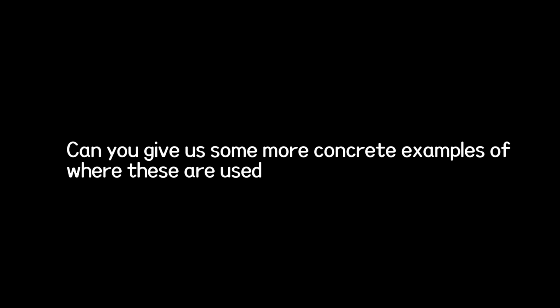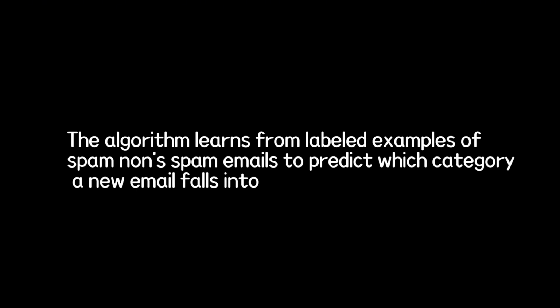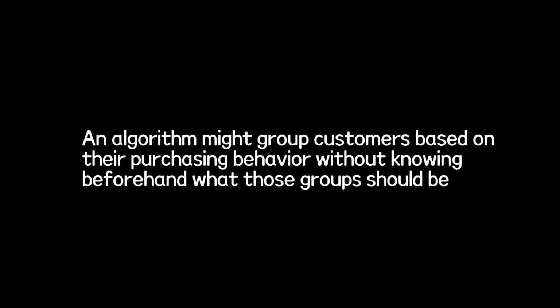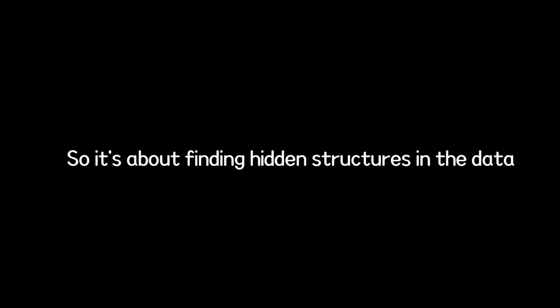In a way, yeah. And we talked about supervised and unsupervised learning as two main types. Could you give us some more concrete examples of where these are used? For supervised learning, think about spam filtering for emails. The algorithm learns from labeled examples of spam and non-spam emails to predict which category a new email falls into. Okay, so that's supervised because we're giving the algorithm labeled data to learn from. Right. And for unsupervised learning, think about customer segmentation. An algorithm might group customers based on their purchasing behavior without knowing beforehand what those groups should be. So it's about finding hidden structures in the data.